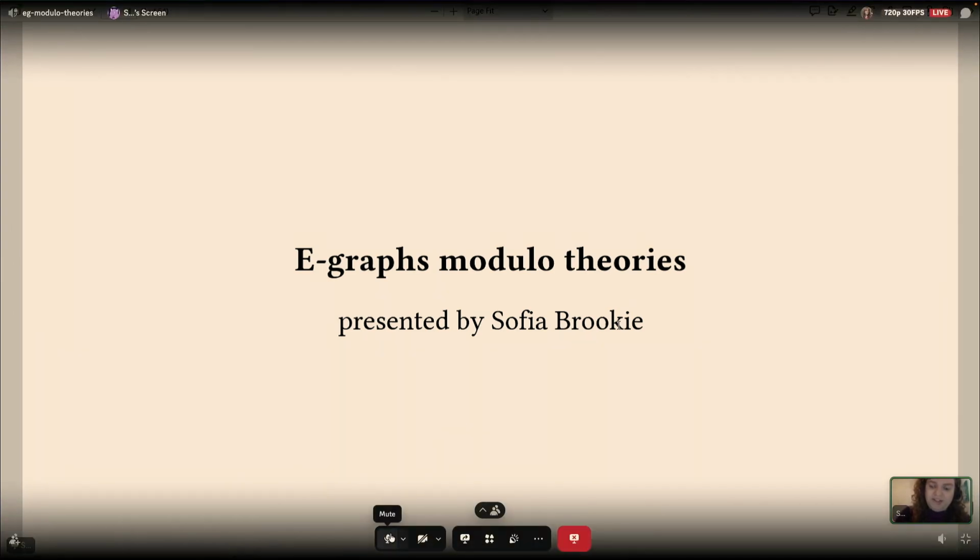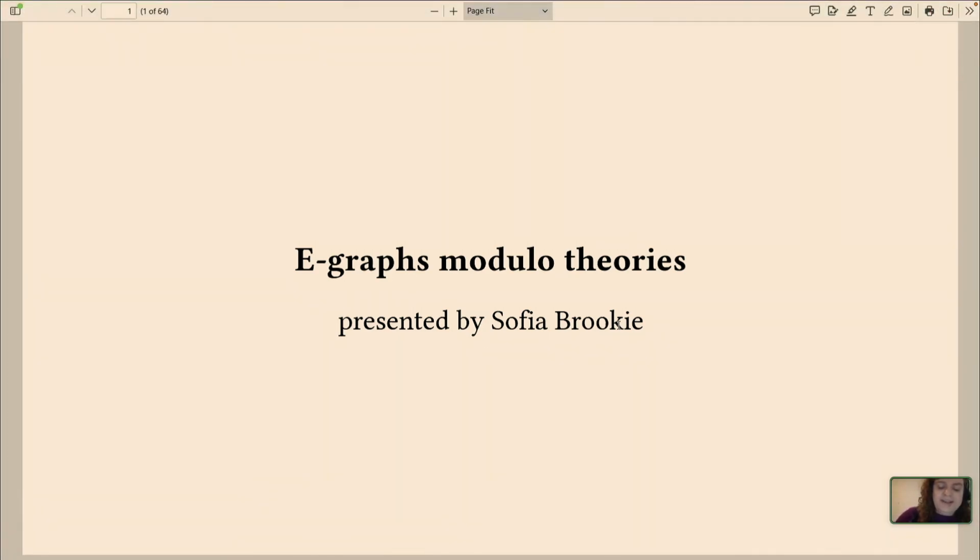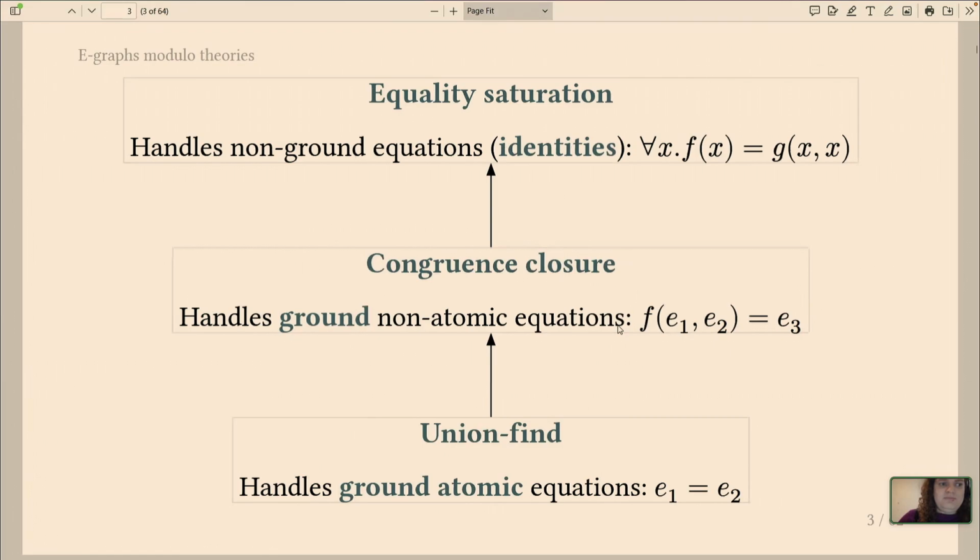Okay, hi everyone. So my talk is a presentation about my master's thesis on e-graphs modulo theories. A lot of this talk is going to be specifically about the theory of AC. I will maybe talk a bit about why later, but you can also think of this as e-graphs modulo AC.